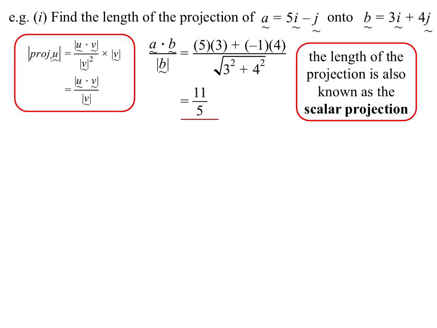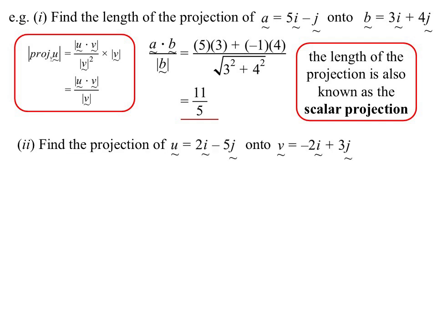Another term you might see, they might say, what's the scalar projection? Don't know if I like that wording, but you see it. Basically, it's saying what's the length of the vector projection. All right, let's do an actual projection then.